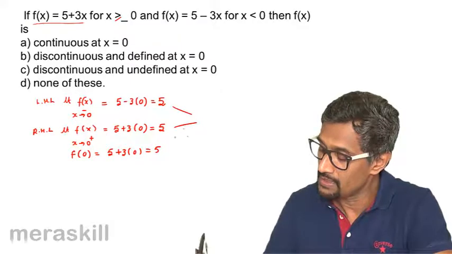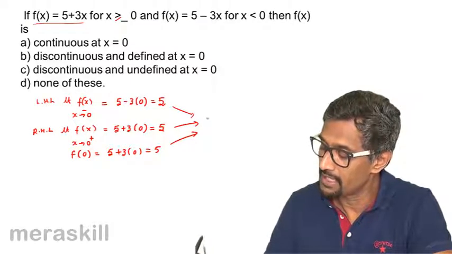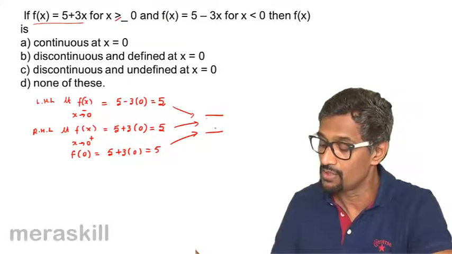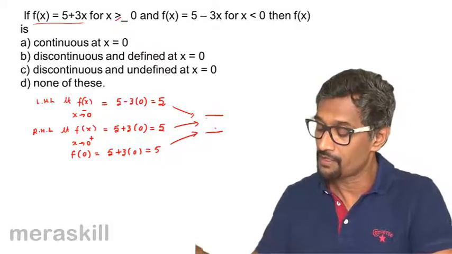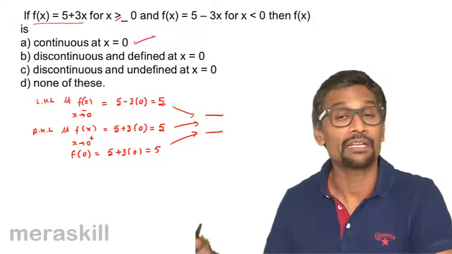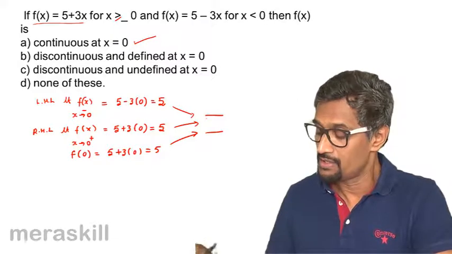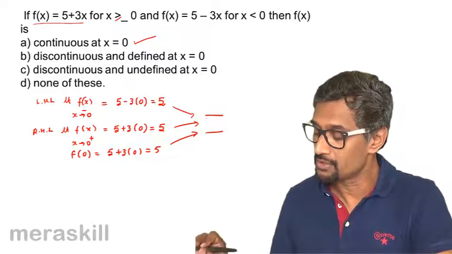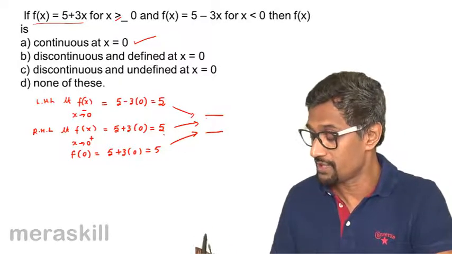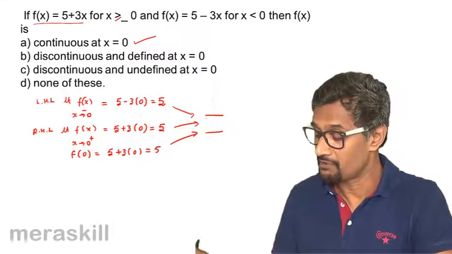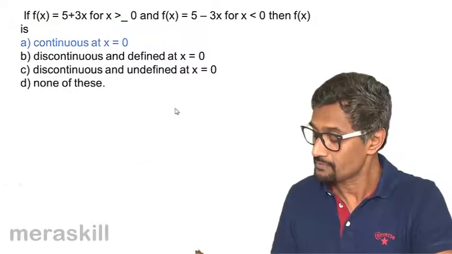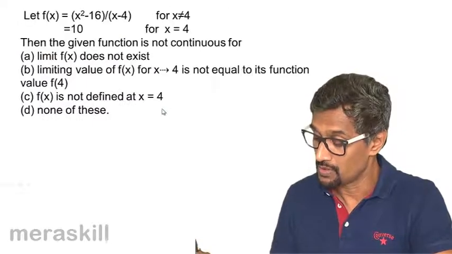So all these three, left hand limit, right hand limit and f of 0, are equal. Therefore, the function is continuous at x equal to 0. Discontinuous is not possible, and undefined is not possible, because the function is continuous and the function is defined too. And hence it's true.